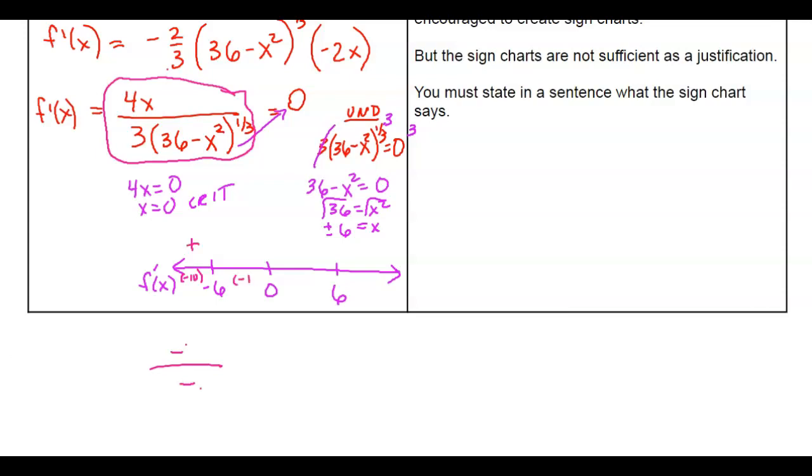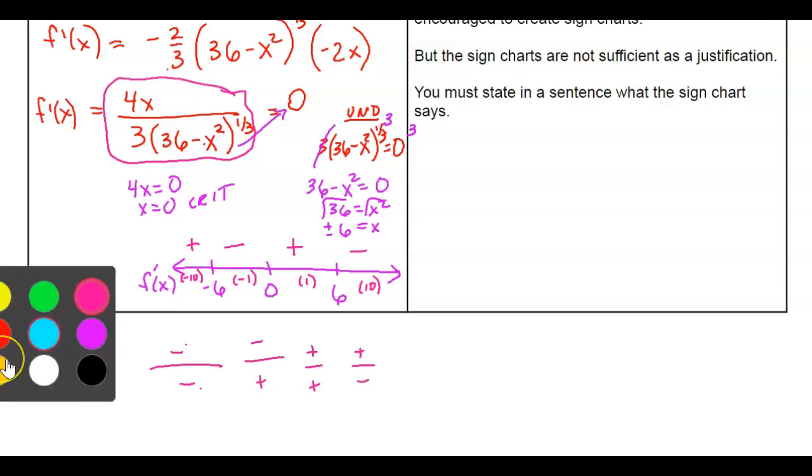Then I'm going to try -1. So I would have negative on top. So -1 squared is 1. 36 minus 1 is 35. It's positive. The cubed root of a positive is a positive. Then I'll try 1. So positive. 36 minus 1 is 35. The cubed root is still positive. And then I'll try 10. So positive. 36 minus 100 is negative. Cubed root of negative is a negative.